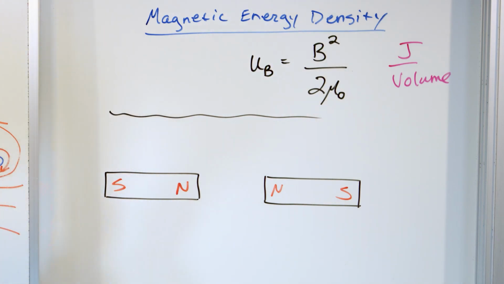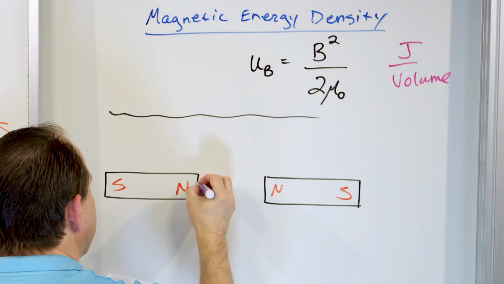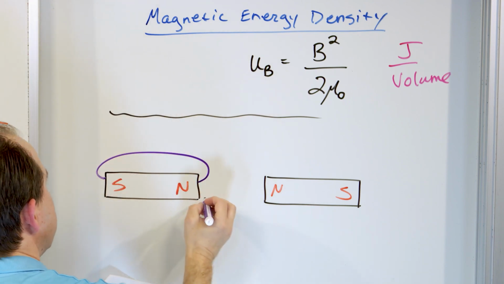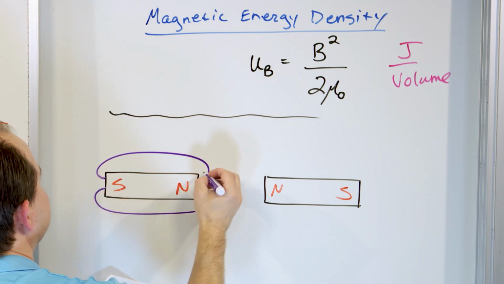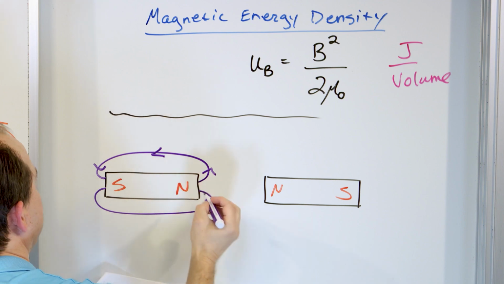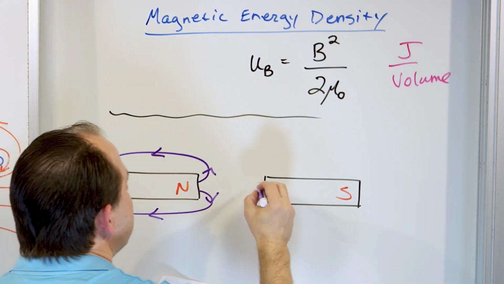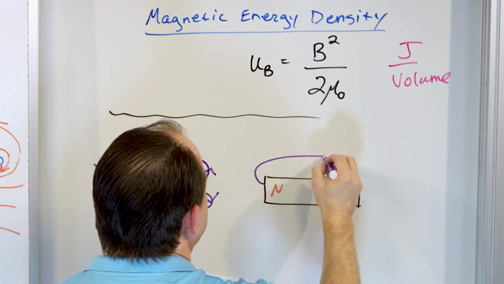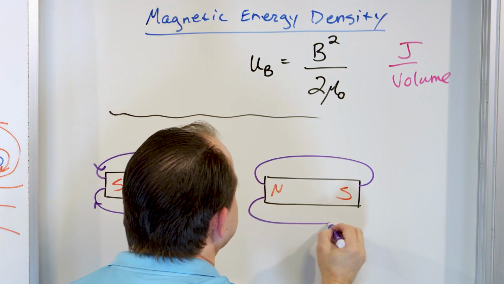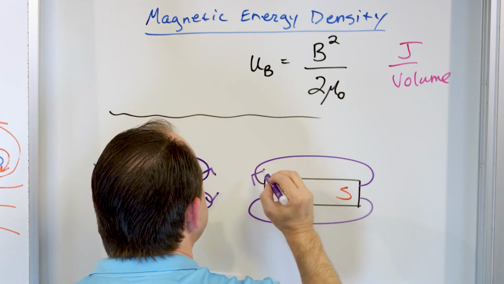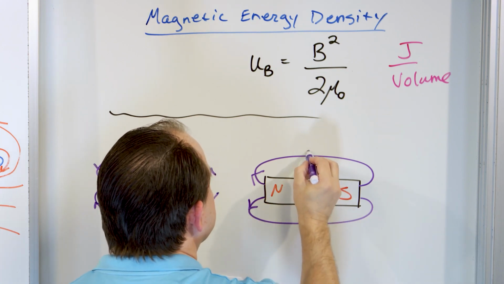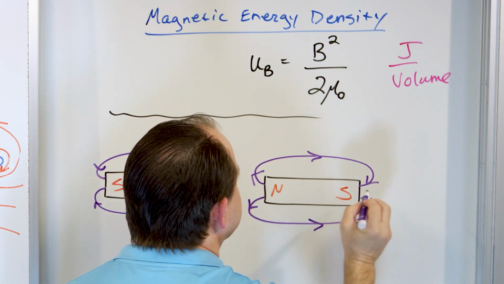Let's draw the magnetic field, not the whole field. We'll just draw kind of a little portion of it. It comes out of the north, goes into the south. So this way, this way, this way. It goes out of the north, into the south, right? This one is going to go this way, and it's going to connect again to its south pole, out of the north, like this, and in to the south, right?